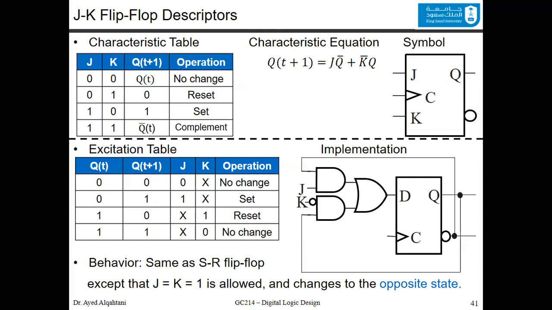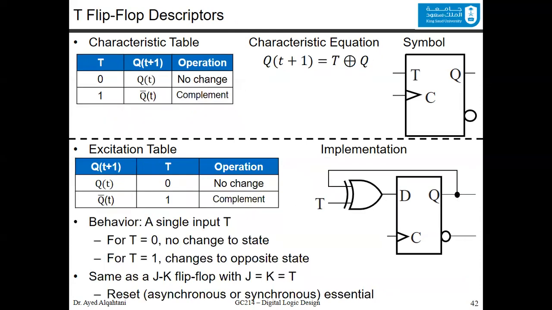Now, the next flip-flop type is the T flip-flop. And instead of having J and K, we have only T. What happens here: the characteristic table tells you that if T is equal to 0, then the next state is going to be exactly the current state. If T is equal to 1, you're going to complement, which means that the next state is going to be the complement of the current state. The excitation table is going to be the opposite, as you can see.